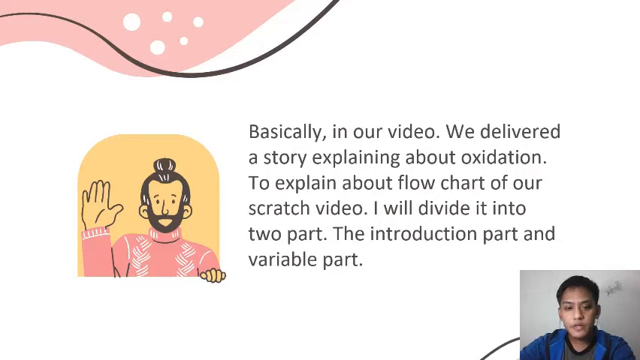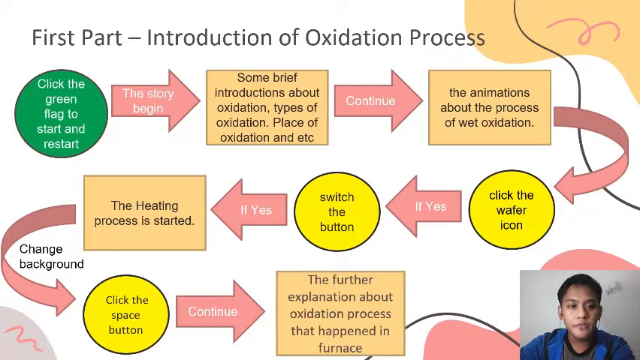Basically, in our video, we deliver a story explaining about oxidation. To explain the flowchart of our Scratch video, I will divide it into 2 parts, which are the introduction part and the variable part. For the first part, this is the introduction of the oxidation process. Basically, in our video, we narrate a story or brief explanation about oxidation itself. You can see the flow of our animation in the video explaining oxidation, so you can check the video for the details.